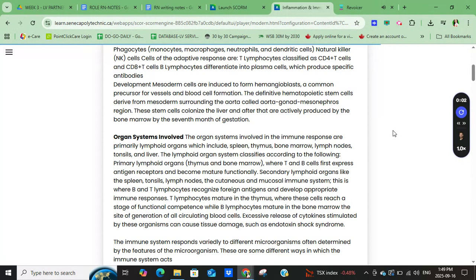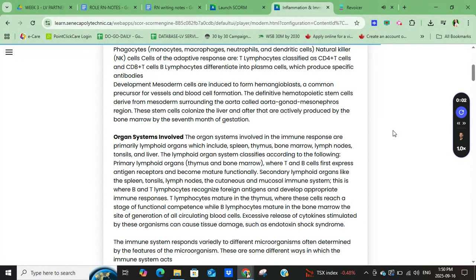Organ systems involved. The organ systems involved in the immune response are primarily lymphoid organs, which include spleen, thymus, bone marrow, lymph nodes, tonsils, and liver. The lymphoid organ system classifies according to the following: primary lymphoid organs, thymus and bone marrow, where T and B cells first express antigen receptors and become functionally mature. Secondary lymphoid organs like the spleen, tonsils, lymph nodes, and the cutaneous and mucosal immune system are where B and T lymphocytes recognize foreign antigens and develop appropriate immune responses.